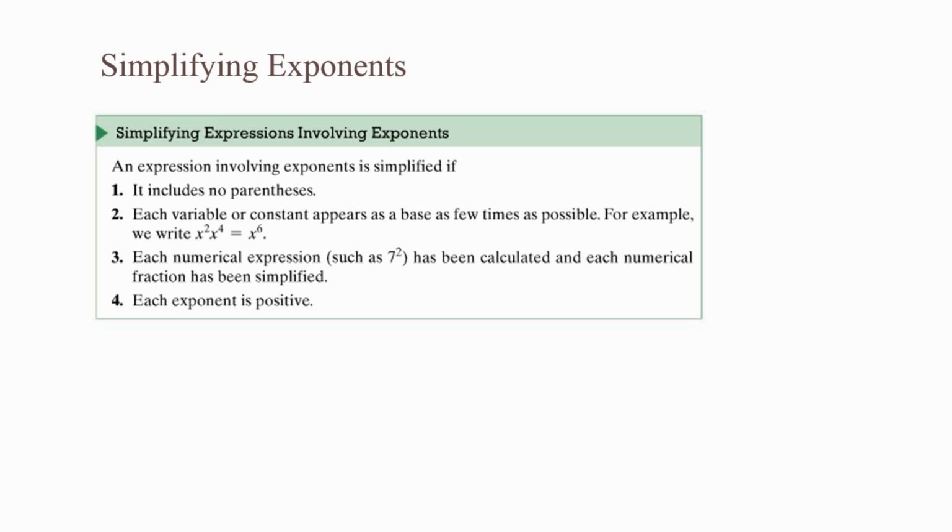Each numerical expression, such as 7 squared, has been calculated and each numerical fraction has been simplified. Each exponent is positive. When you see simplify in the directions, these 4 things need to have been done for your answer to be completely simplified.